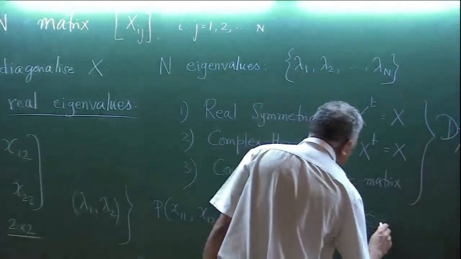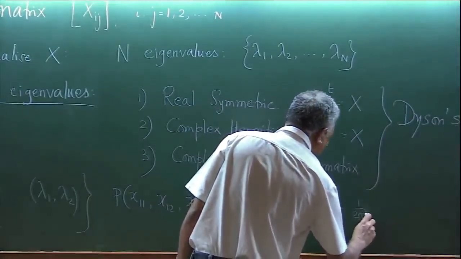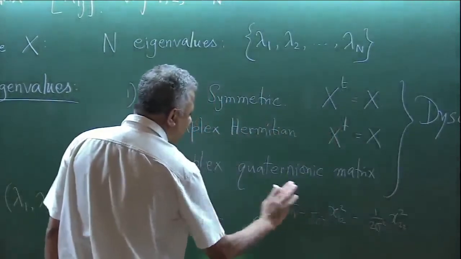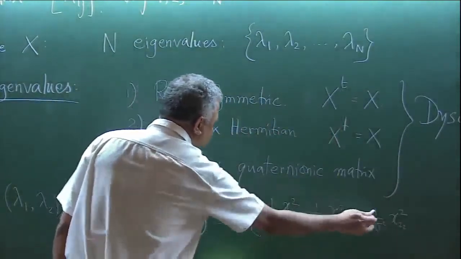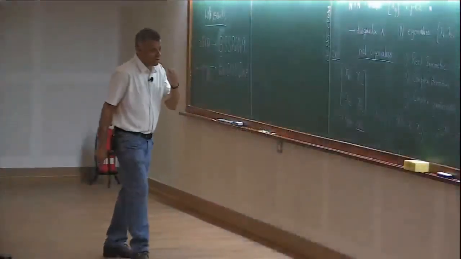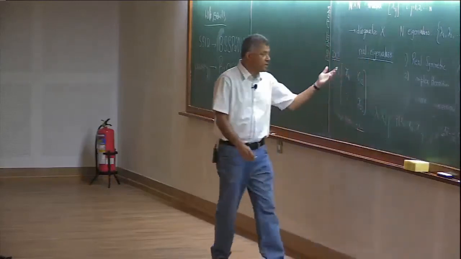Doesn't matter, whatever number, basically Gaussian. We'll see later why I choose this factor to be 1 here and half in the other 2 cases. I'll explain that later, okay, with some normalization constant. That means it's very easy to generate such a matrix, right?